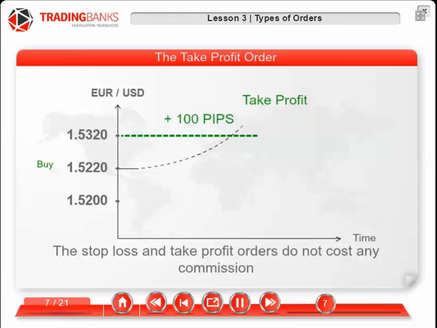It's important to note that there are brokers who allow you to place the order only after the transaction has been opened. On the other hand, there are brokers who allow you to place these orders at the beginning of the transaction. It's all subject to different firm policies.